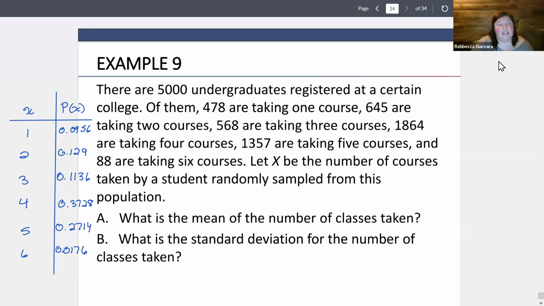Okay, so we're bringing back this data again. This was the population of 5,000 undergraduates at a certain university and how many courses they were taking. We had the probabilities. Here we want to figure out the mean number of classes taken and the standard deviation for the number of classes taken.